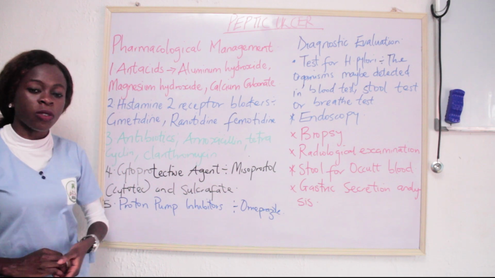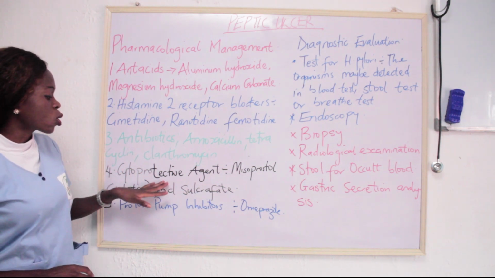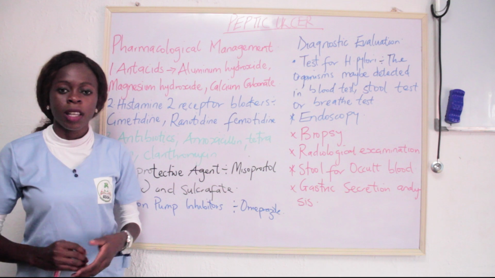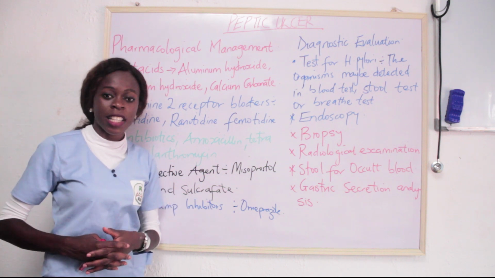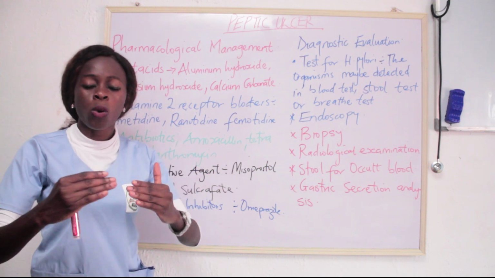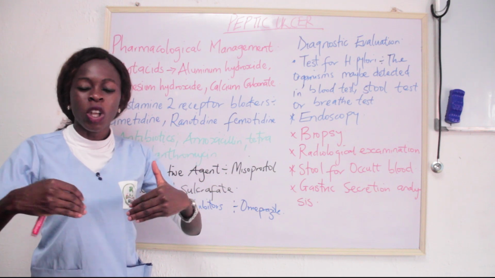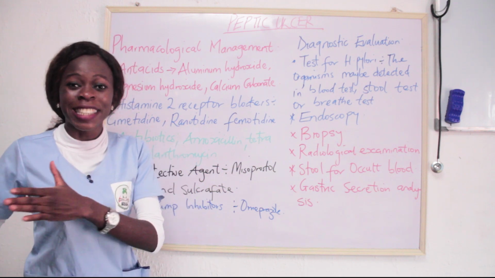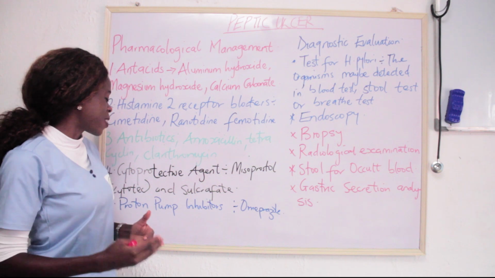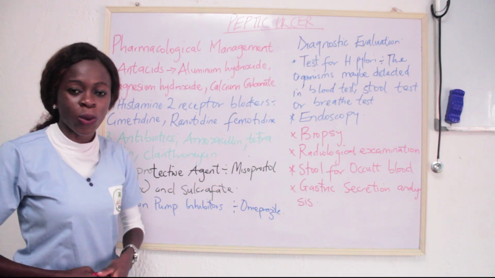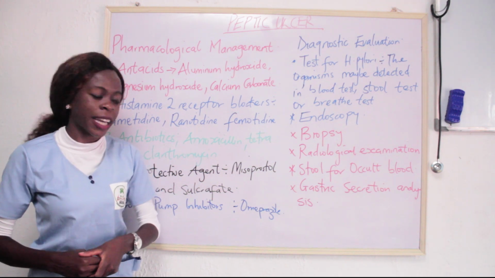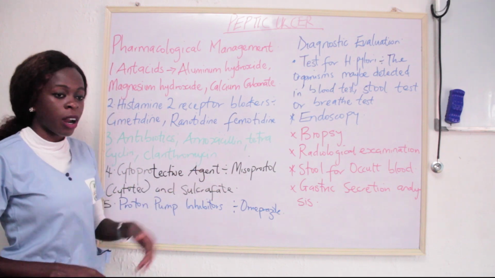Then another class of drugs is the cytoprotective agent. The cytoprotective agent helps to protect the mucosal lining so it does not get too invaded. Examples of that are misoprostol, which is known as Cytotec, and also sucralfate.